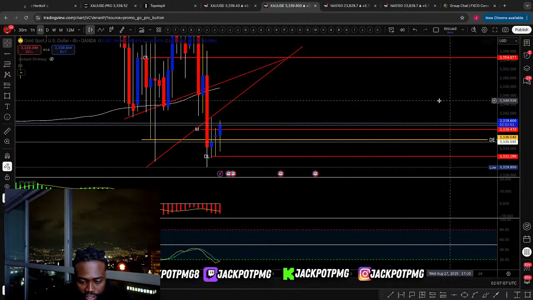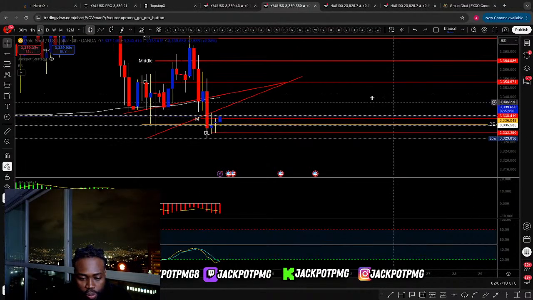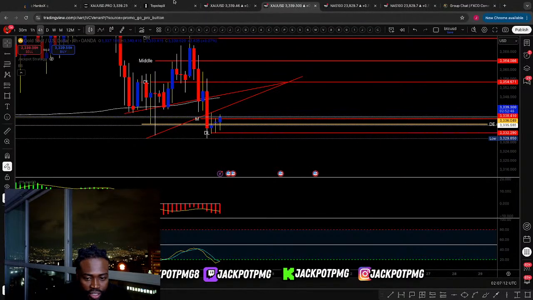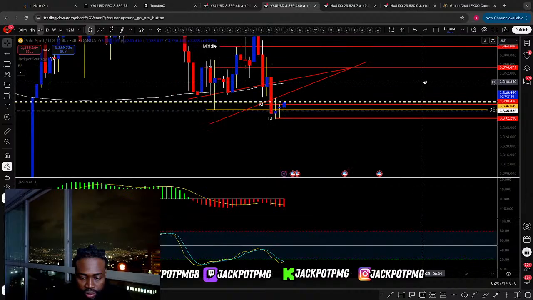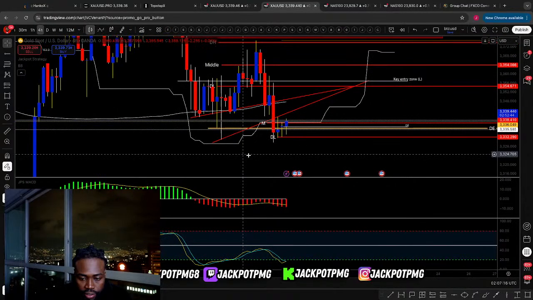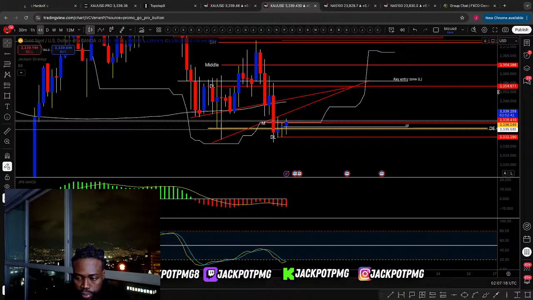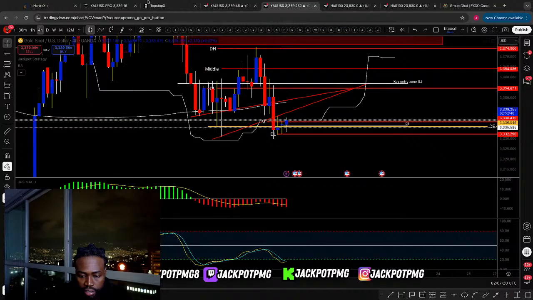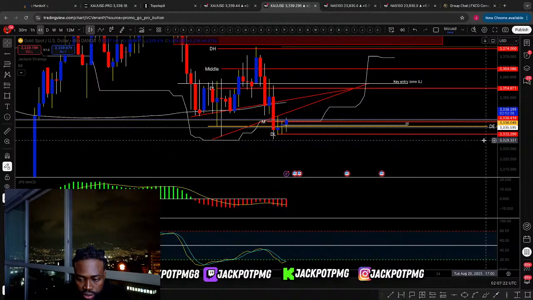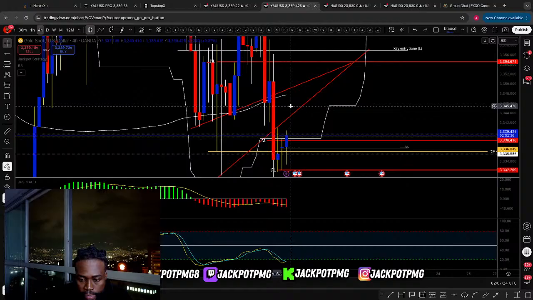All right. So that's where we at. Again, the more pullback, the better it is. So let's go to the indicator real quick. Let's see where that area would be. Okay, that area would be around this area here.